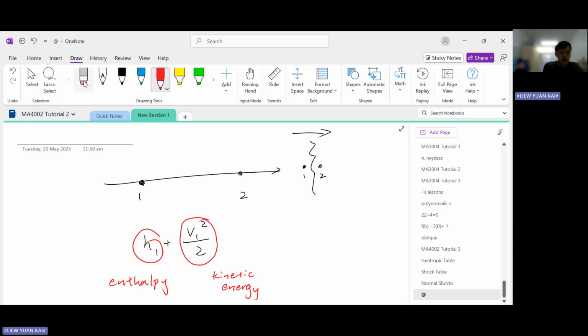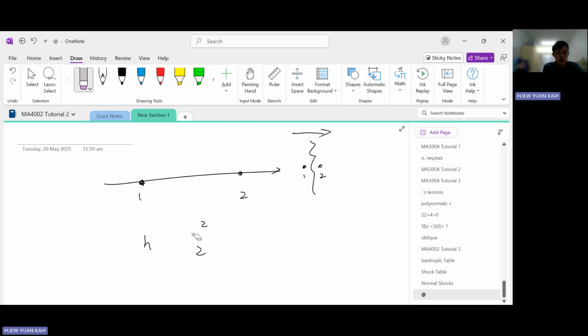Now why is that important? Consider the case where you inject some energy into the fluid flow between 1 and 2. So you are injecting energy into here. Usually this is thermal energy. So you're injecting heat into the fluid flow between 1 and 2.